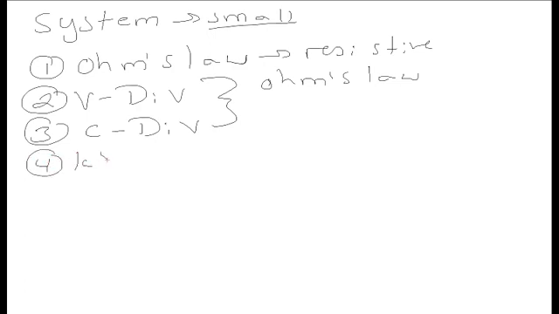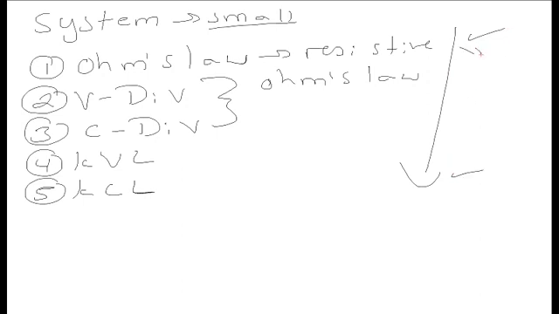Next is KVL and KCL. I tend to go in this order, from Ohm's law down to KCL. The reason is Ohm's law gives me an equation that I can plug in variables and hopefully just end up getting a number. If I can't do that, I'll progressively go to the more and more complicated ones until suddenly I end up at KCL. Typically, when I use KCL, or even KVL, that's when I'm setting up my system of equations. So let's get started.